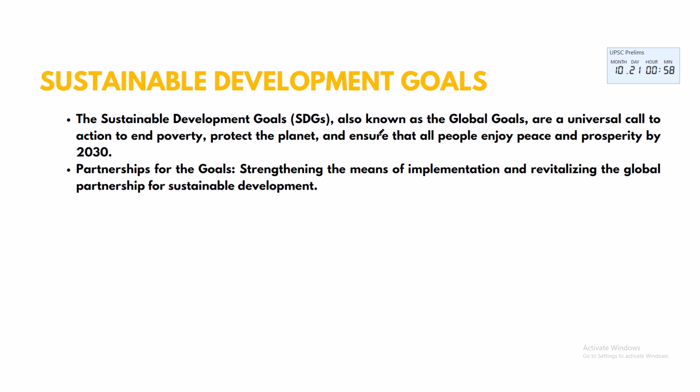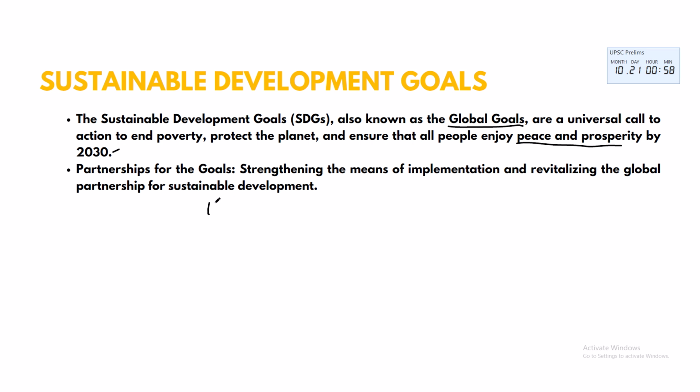So the sustainable development goals, also known as global goals, are a universal call to action to end poverty, protect the planet, and ensure that all people enjoy peace and prosperity by 2030. Strengthening the means of implementation and revitalizing the global partnership for sustainable development. This is why sustainable development was brought in.